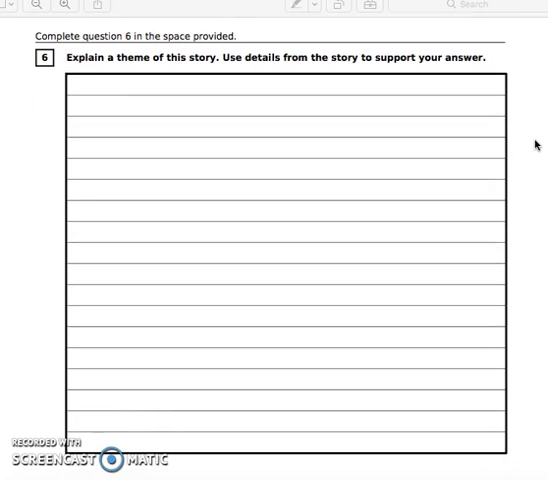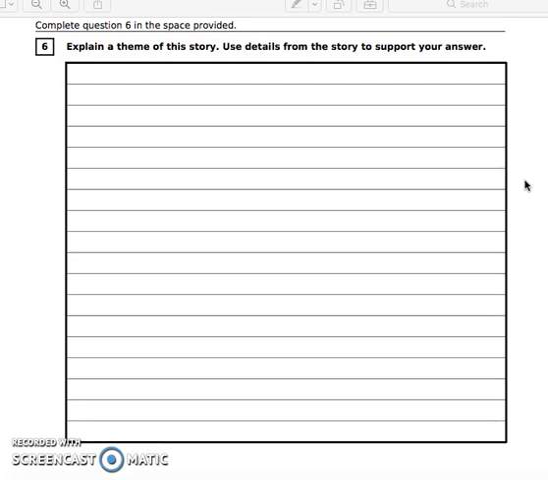It says, explain a theme of this story. Use details from the story to support your answer. You will need at least 2 quotes from the text and explain those quotes from the text in order to receive full credit. Make sure you use the notes that you've taken to help you write your paragraph.